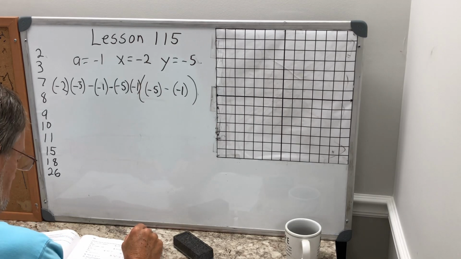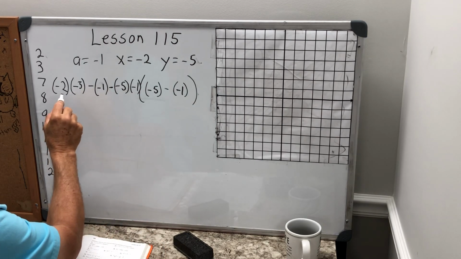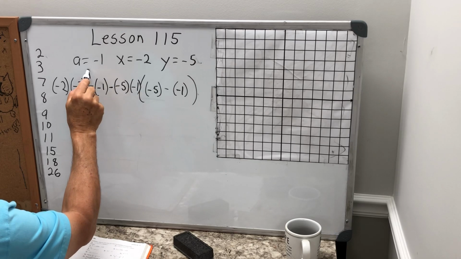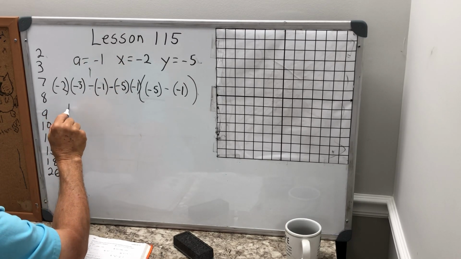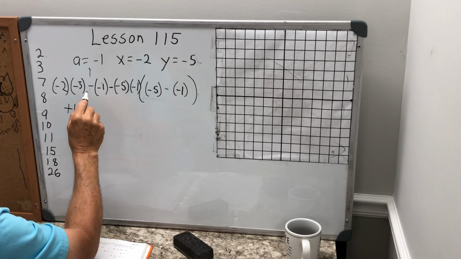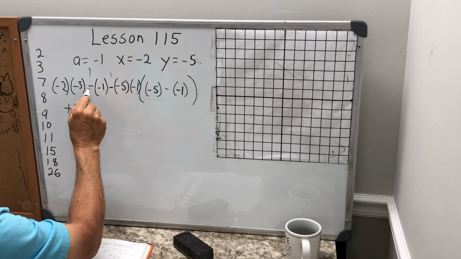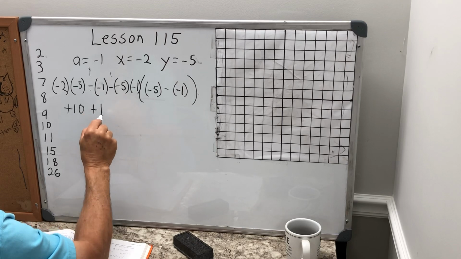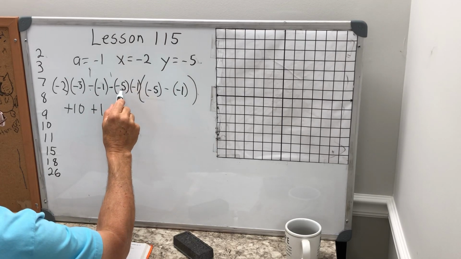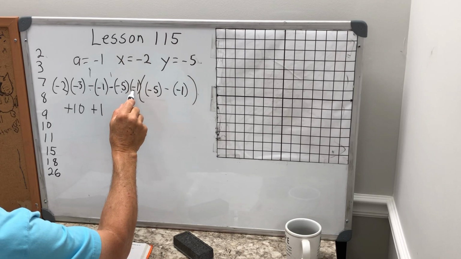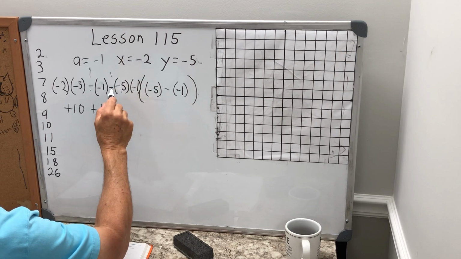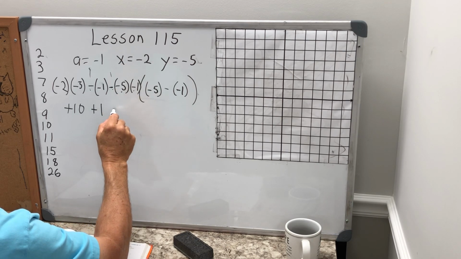So we'll solve right here. We have a break here, so we can solve what's on this side. -2 times -5 is a +10. And here's another break, so we have an opposite of -1 is a +1. And now we are ready to solve this. This is a -5 times a -1 is a 5. And then it's the opposite of 5 is a -5.